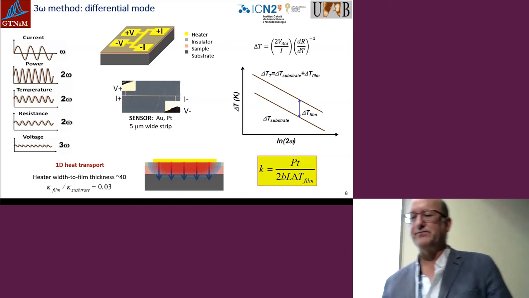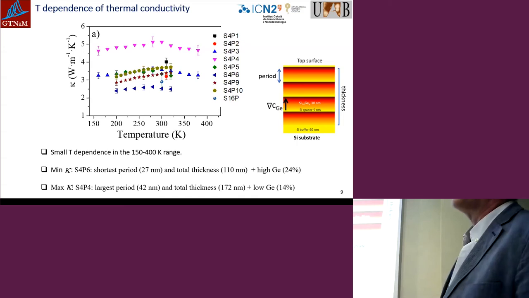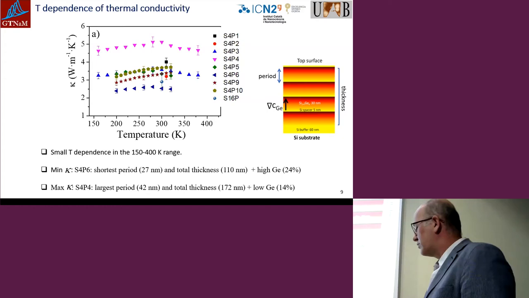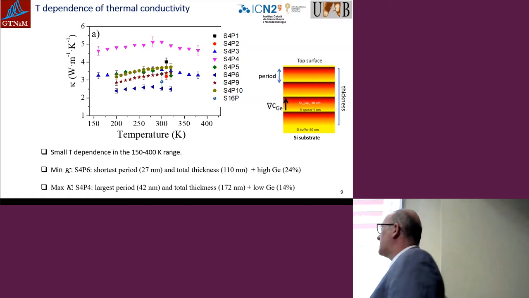So let me show you some of the measurements. These are different superlattices, the ones that I showed you before. This is the thermal conductivity, and this is temperature. Of course, all these measurements that I'll be showing you are done inside a cryostat, in vacuum, so we don't care here about convection or any of those issues. Here you can see first that there is a very small temperature dependence in this temperature regime.